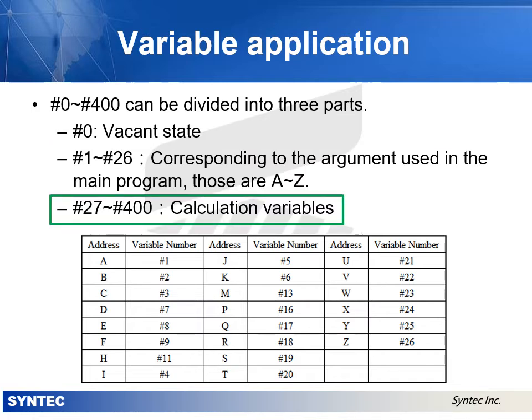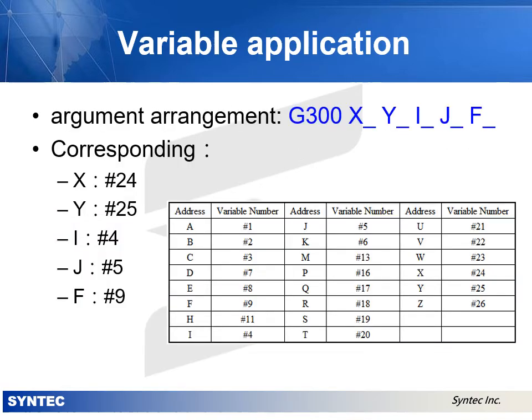The third part is number 27 to 400. All of them are calculation variables. In this example, 5 arguments X, Y, I, J and F are used. The corresponding variables are respectively 24, 25, 4, 5 and 9.